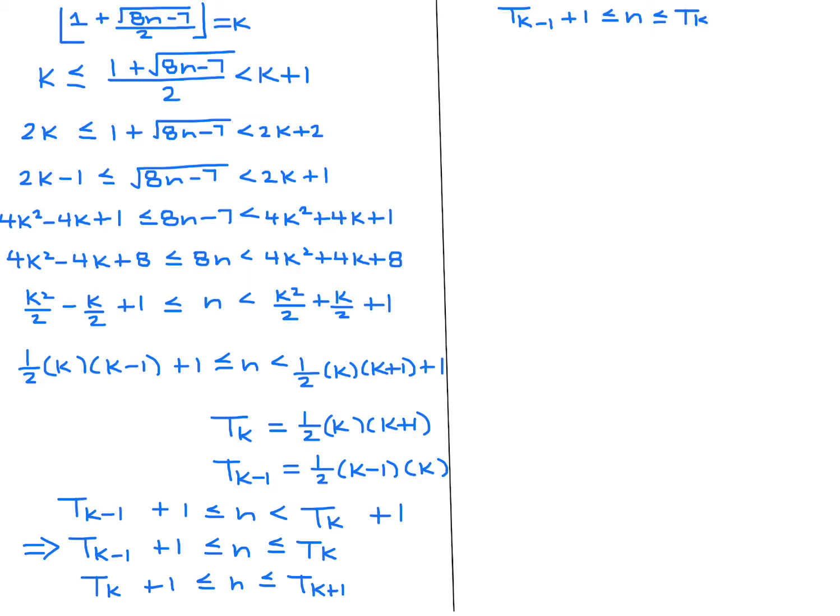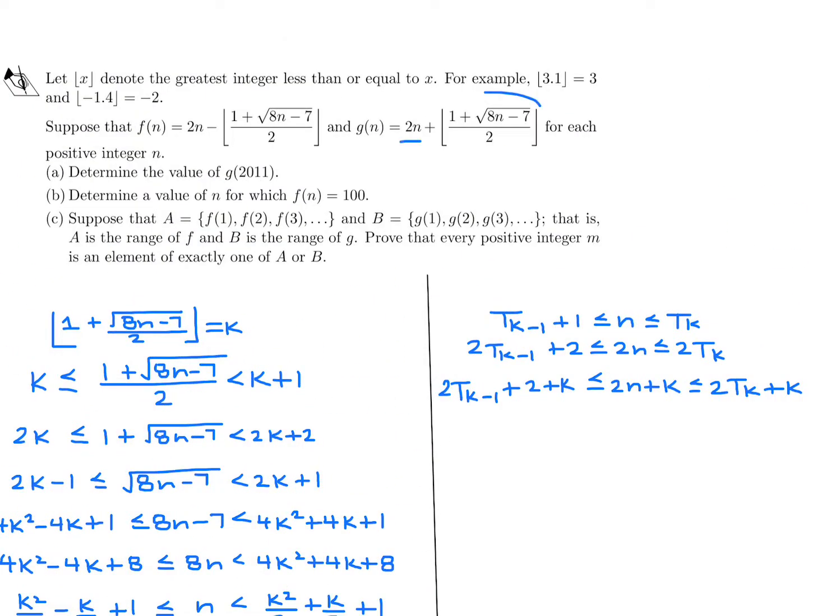And t_(k-1), if we multiply through by 2, we are going to get the following: 2t_(k-1) plus 2, 2n, and this is 2t_k. Now t_(k-1) is this, and t_k is this, so we can put in those values. But first, let's get this middle term to look like g(n), because that is my goal. Well, in order to do that, I have to add k to it, 2n plus k. And that's going to mean that this also is going to have k added, and so will this other side, plus 2 plus k. Now at this point, this is g(n). If you recall, g(n) was 2n plus this, and this is my k. See, right here. So that's why this is g(n).